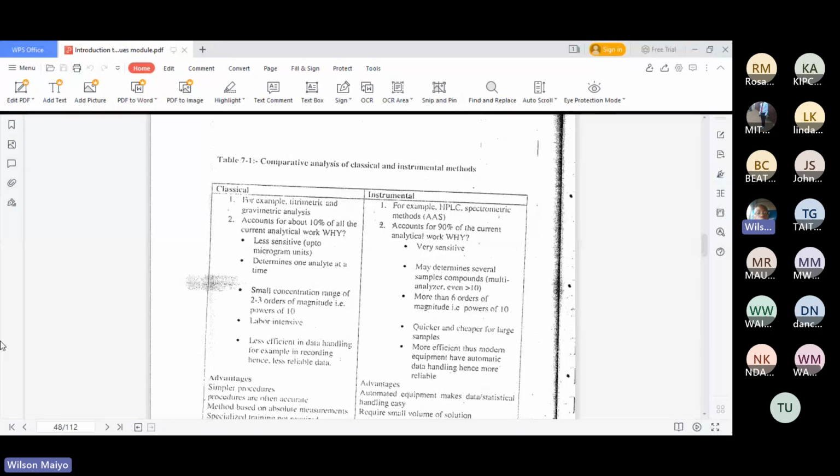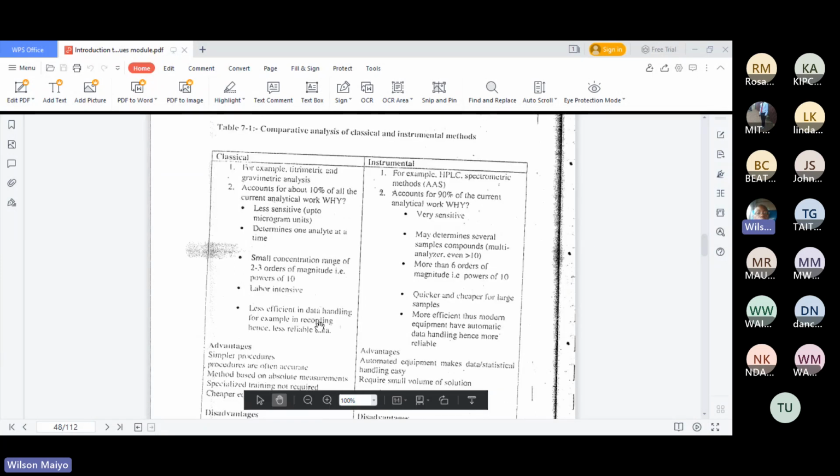I think the examples in terms of instrumental and classical are captured in our very first topic. So if you refer to the notes in the first topic on the methods of analysis, they have given an extensive list of instruments and then classified them either as instrumental or classical.